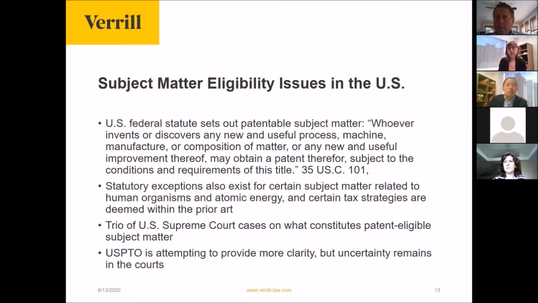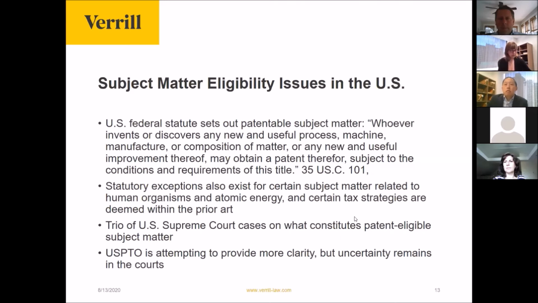So it's now becoming a little easier to get patent applications allowed in the U.S. despite having a claim directed to a judicial exception. And very broadly, the U.S. Patent and Trademark Office is taking the tack that if the judicial exception is integrated into a practical application, then the claim is patent eligible. This has not filtered out to the courts yet. There's still a lot of variability within the courts.